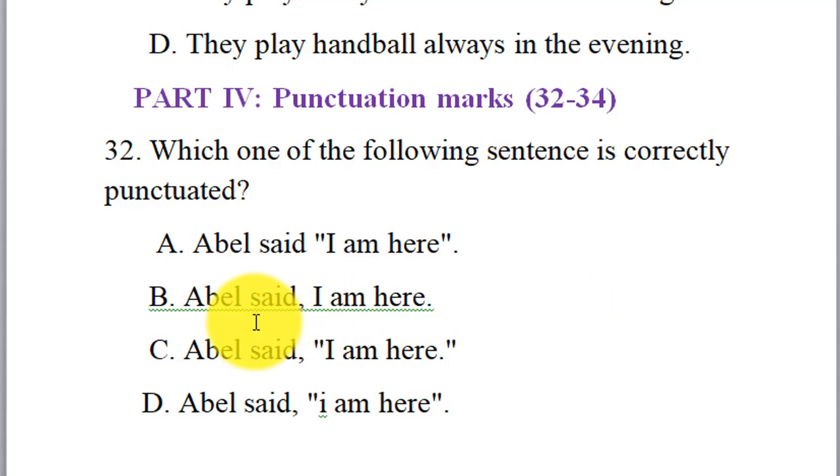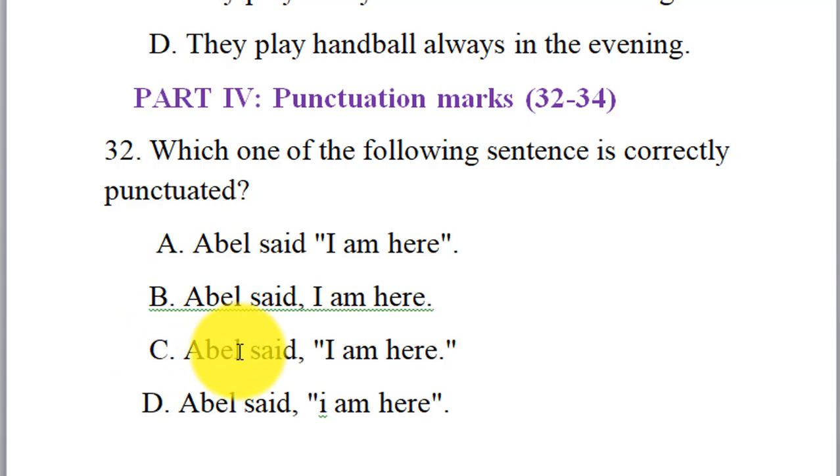It's wrong. Abel said, I am here. There is a comma, but the sentence here is not enclosed in double quotation marks. Completely wrong. Abel said, there is a comma, and the idea is written in double quotation marks. And here, the full stop is inside the double quotation mark, and there is a comma. So this is unacceptable punctuation. So the answer is C. So you focus on here.